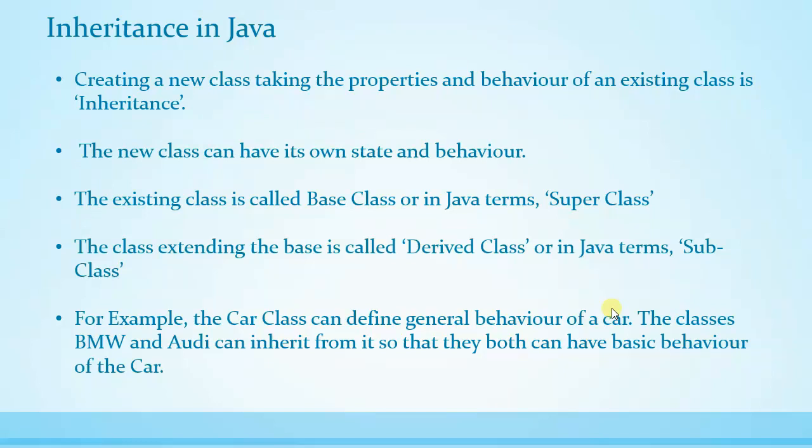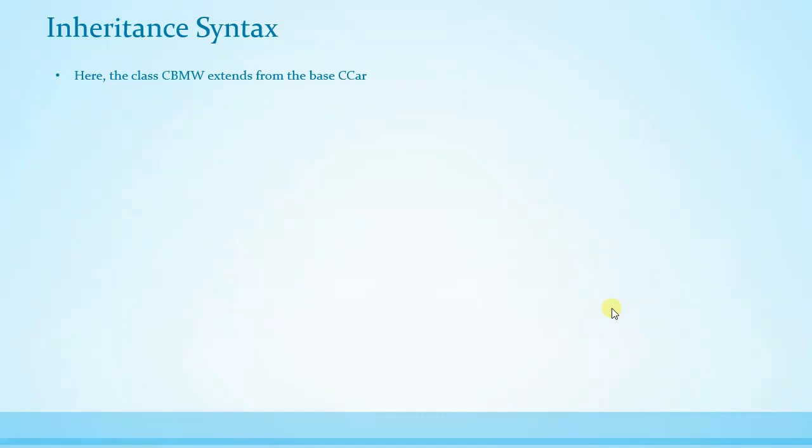So that means when a developer designs their classes, they keep the common behavior between BMW, Audi, and Ferrari into a single unit called car. Then they put the specialized behavior in BMW, Audi, and Ferrari. Then they will derive these three classes from the car. Here, the class CBMW extends from the base class CCar.